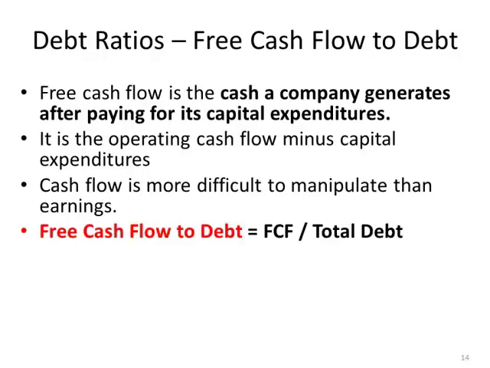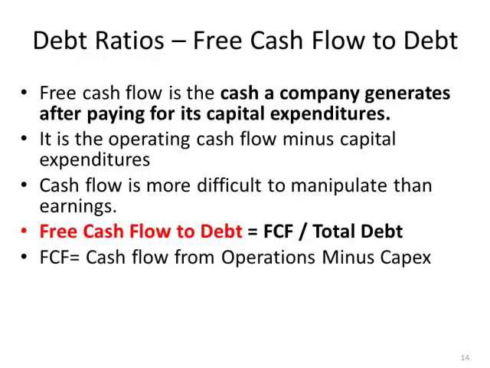So the free cash flow to debt ratio is a simple calculation. We take the total free cash flow of the company and divide it by the total debt. And as we said, free cash flow is equal to the cash flow from operations minus CapEx, which is short for capital expenditures.